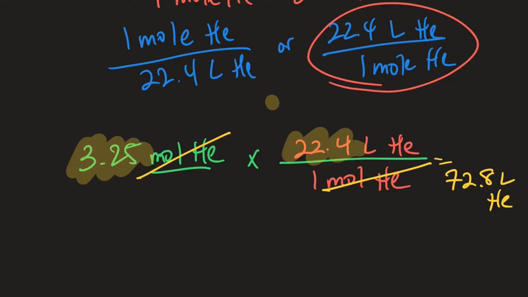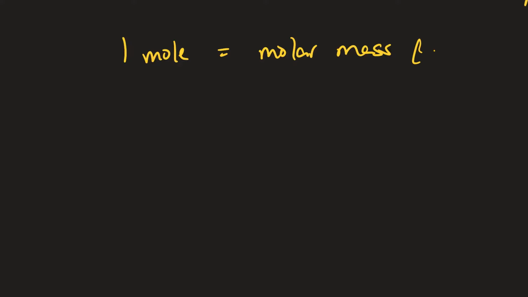Now, I know this has been a long video, but hopefully you notice certain connections. Hopefully you notice that there are relationships between 1 mole of a substance and all these different types of measurements. For example, 1 mole of a substance equals the molar mass, so how much it weighs in grams, and we typically find this number from the periodic table.